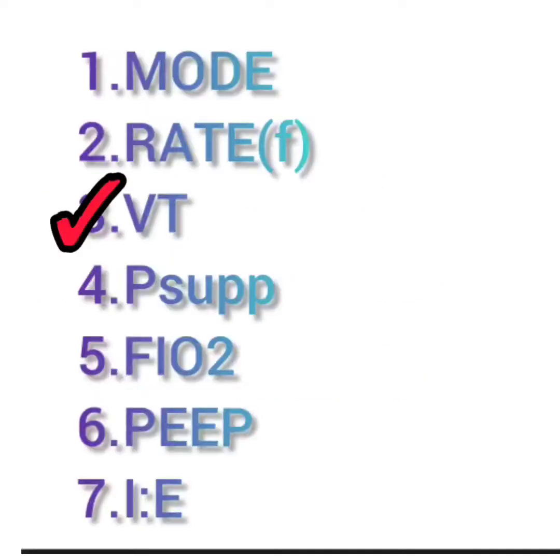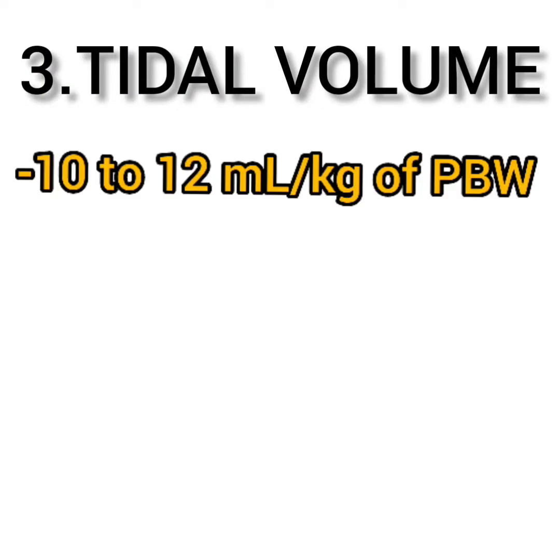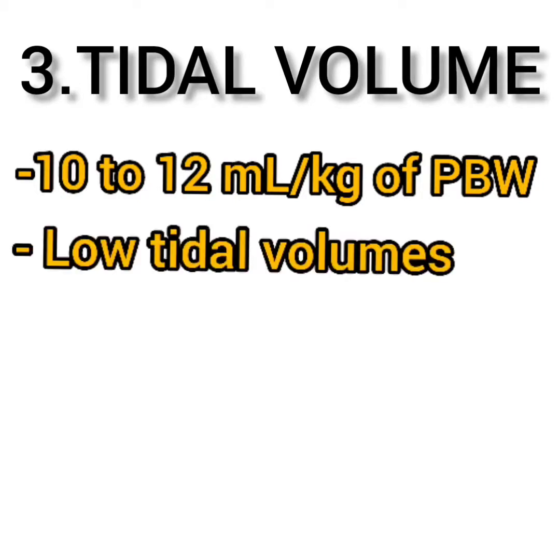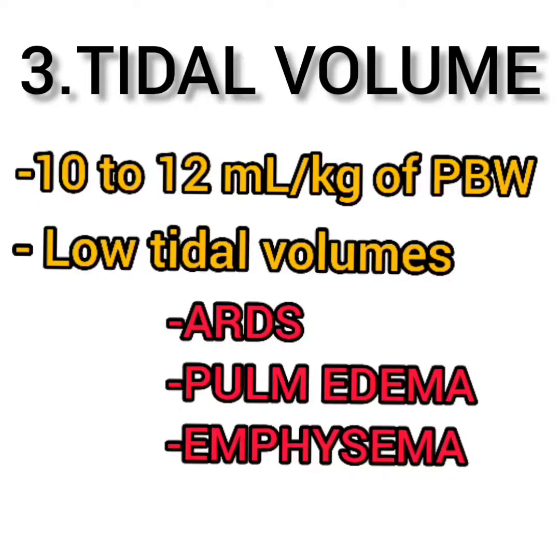The next parameter is tidal volume. The tidal volume should be set at 10 to 12 ml per kg of predicted body weight and it should be adjusted according to the ABG PCO2 value. As we know, tidal volume will decide the elimination of CO2. In some conditions, low tidal volumes like 4 to 7 ml per kg of predicted body weight should be preferred. Such conditions are ARDS, pulmonary edema and emphysema.